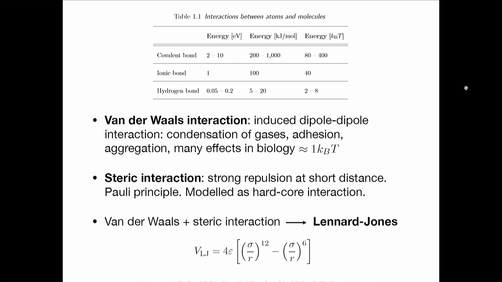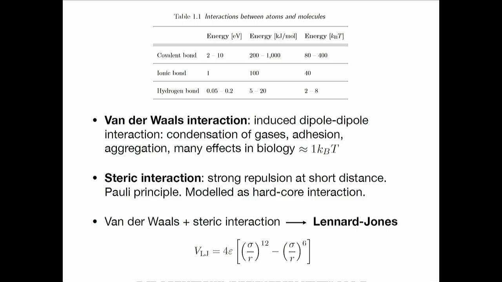And this is the energy scale of covalent, ionic, and hydrogen bonds in electron volts. So you see the strong, medium, and weak.